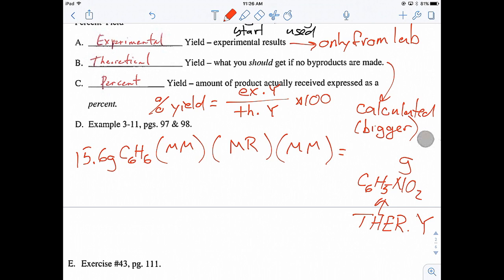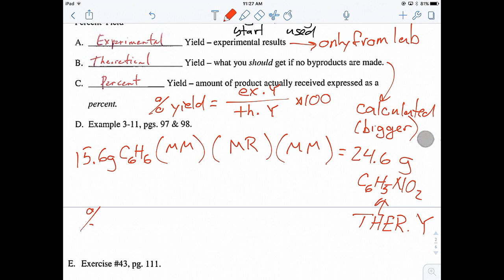If you take a look at the example, they work it out, and it comes out to 24.6 grams of this stuff, which is, excuse me, did I just say less? It is greater, because the theoretical yield is greater. I'm sorry, I forget if I said more or less here, but the theoretical yield should be greater.